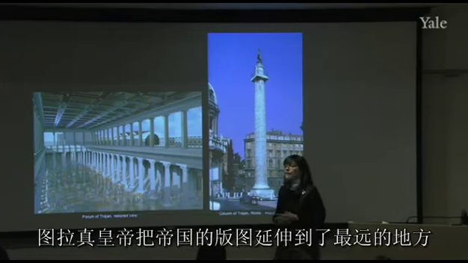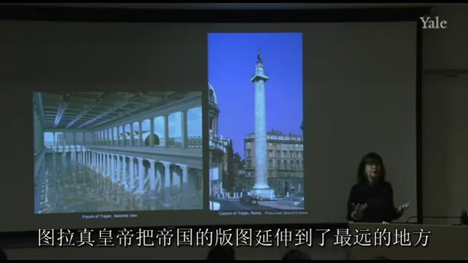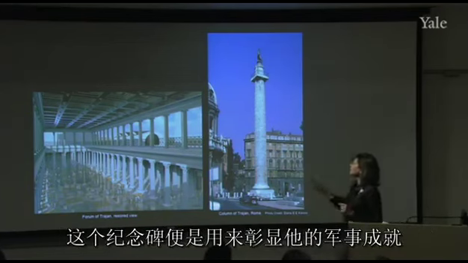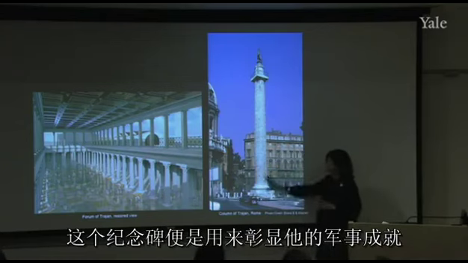Trajan was the emperor who extended the borders of the empire to their furthest reaches, and the monument is a testament to what his accomplishments were militarily.